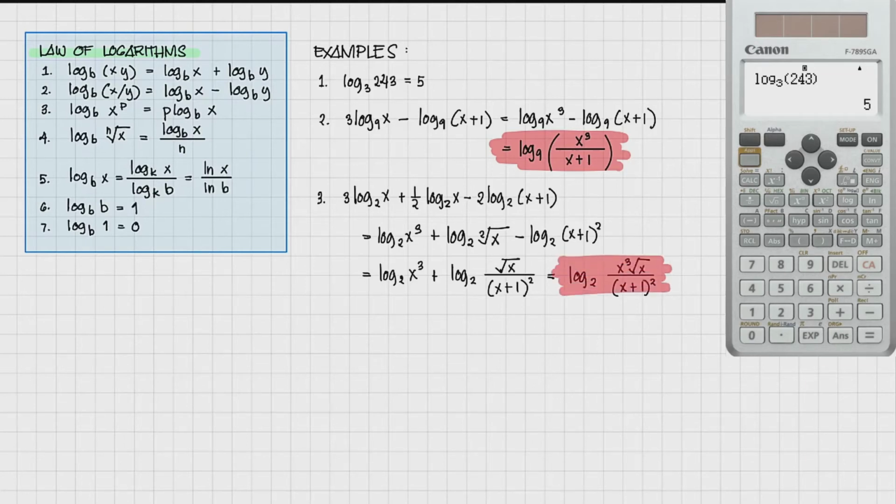So let's just highlight that. Okay, another example. Number 4. Say we have ln 2 times ln of x minus 1 third ln of x plus 3 ln of x plus 5. So again, let's simplify this into a single logarithm.